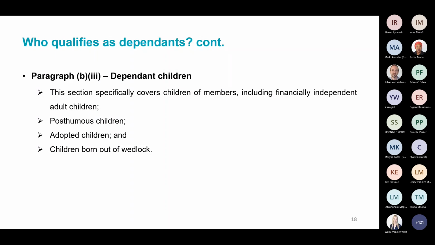Turning now to your paragraph B3, dependent children, which I've touched on as well. This section specifically covers children of members, and as I had indicated, it includes financially independent adult children, posthumous children, which, as I said, would also have been covered under the nasciturus jurisdiction, but there's express mention of that. Then adopted children and children born out of wedlock.